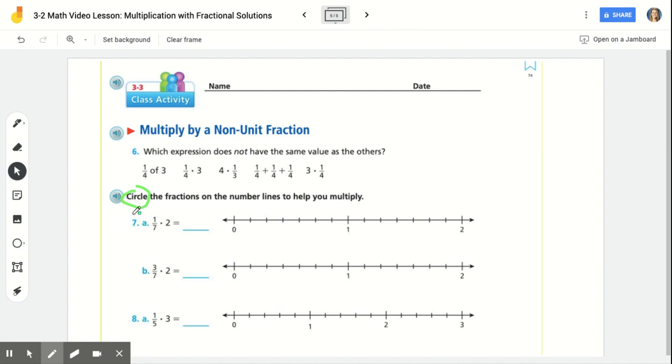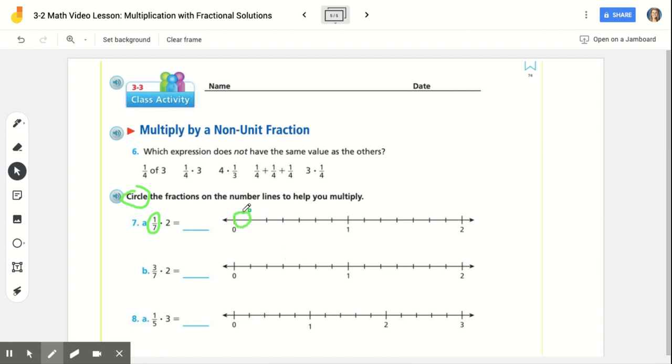Okay, so take a look at 7a, 1/7 times 2, or what is 1/7 of 2? Take a look at the number line. We have 0 here, 1 here, 2: 1 whole and 1 whole. And each whole is split up into how many parts? 7 parts. We're going to go whole number by whole number, circling based on what our fraction is. So for this 1 whole, split up into 7 pieces, how many pieces should I circle to represent 1/7? Just 1 piece. So go ahead and do that with me.